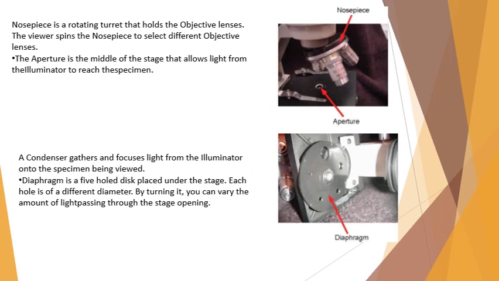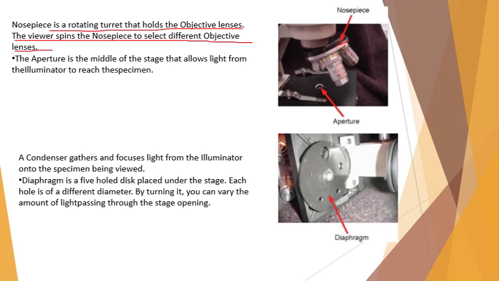So again, here we have a nose piece, a revolving nose piece. A nose piece is a rotating structure that holds the objective lenses, and the viewer spins the nose piece to select different objective lenses here.